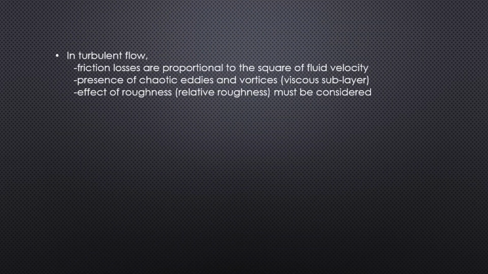In turbulent flow, friction losses are proportional to the square of fluid velocity, and here a layer of chaotic eddies and vortices near the pipe surface called the viscous sublayer forms the transition to the bulk flow. In this case, the effect of roughness of pipe surface is considered in terms of relative roughness.